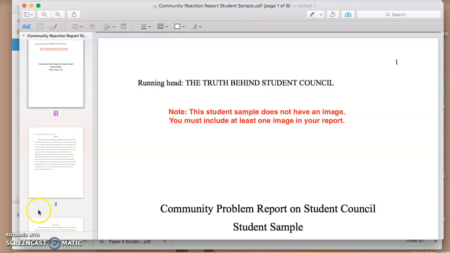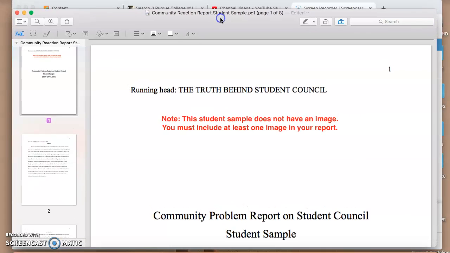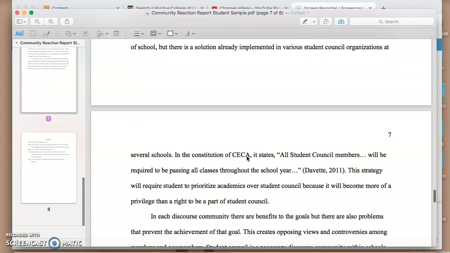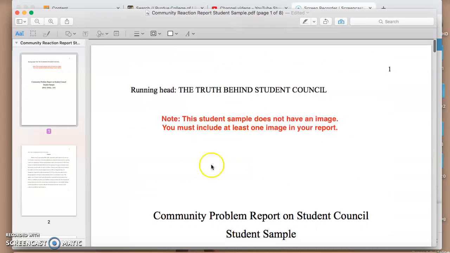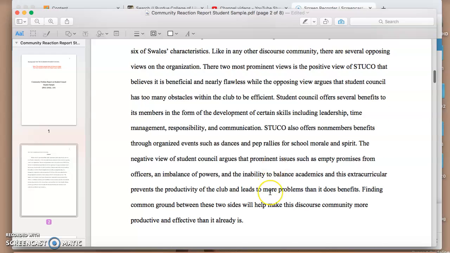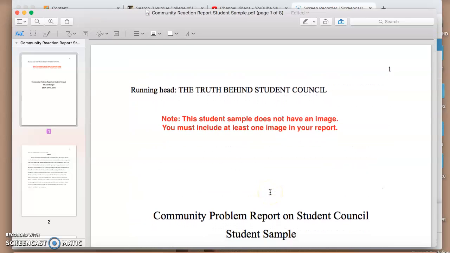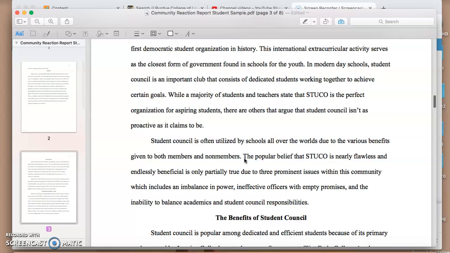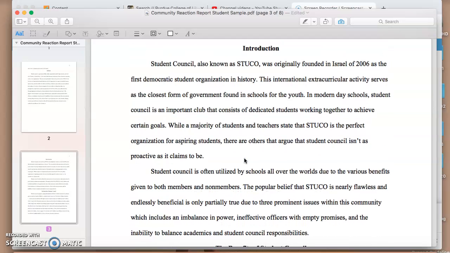What's going on, everyone? I want to do a brief video on what in-text citations are and what the reference page is, just to clarify. All right, so this is the student sample that we are looking at this week. Just remember, this student sample does not have an image. They did not have to find an image for that semester. So just remember that you need at least one image placed within your report. My video lecture on finding sources discusses that a little bit further. All right, so let me show you the difference between in-text citations and the reference page.